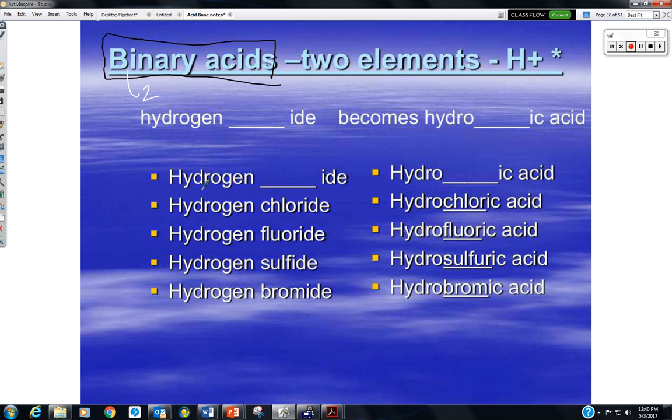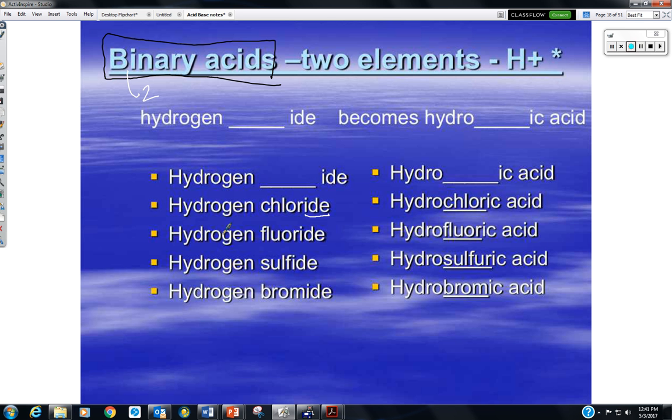We can have some things going on there as well. All right, so when we have this situation, we take whatever compound it is. So let's say, for example, we have hydrogen chloride. When we dissolve solid hydrogen chloride into water, we get hydrochloric acid.